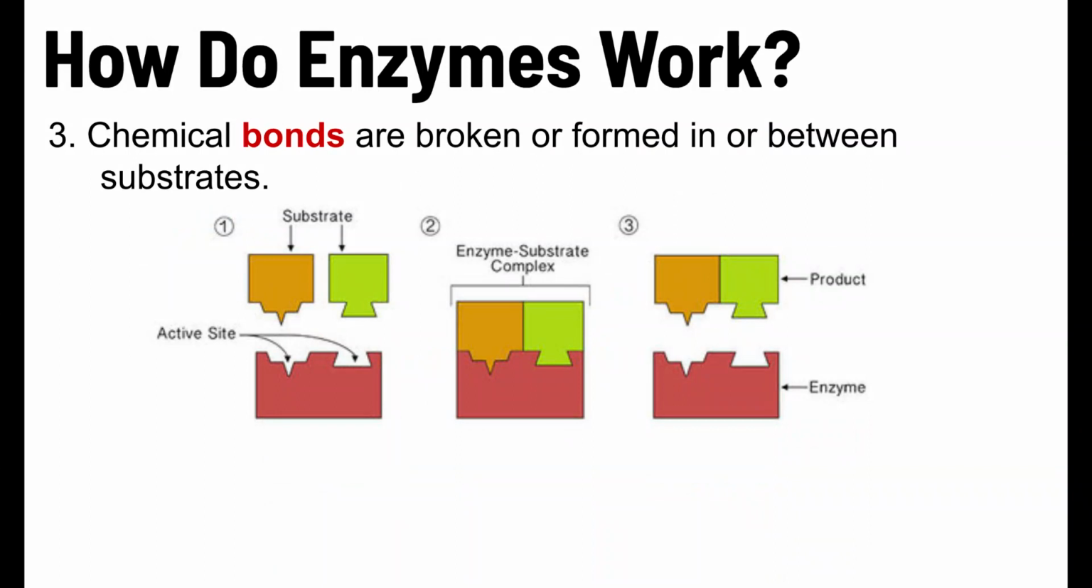The third and final step is chemical bonds are either broken or formed in or between the substrates at that point. So looking at the reaction on your screen, you took these two smaller pieces, they were bound to the enzyme, and the enzyme caused a bond to form between those two. And so now you have this new product. It's a larger molecule than what you started with. So this would be an example of an anabolic reaction. You would have had to use some energy to form this larger molecule out of these smaller units.